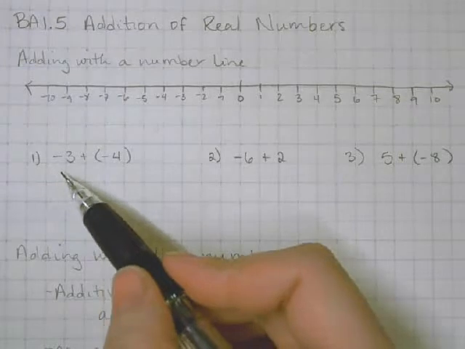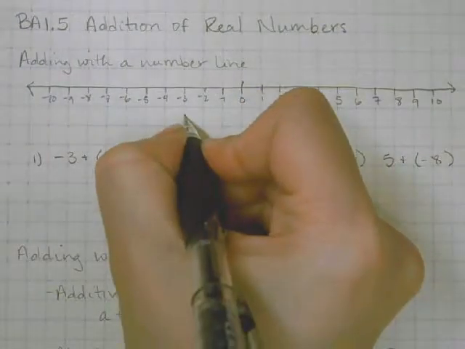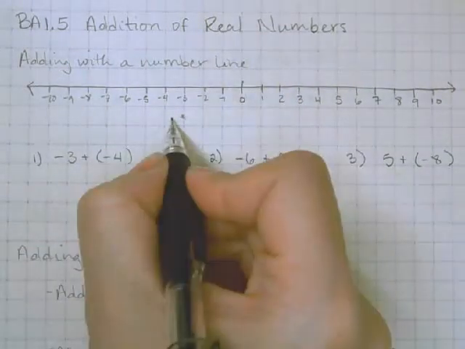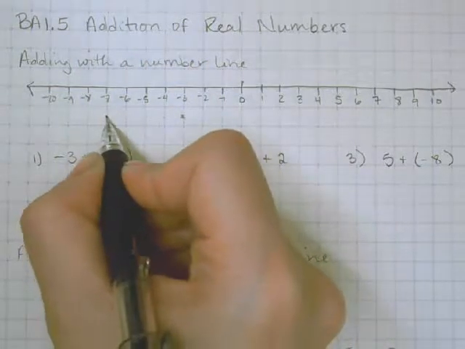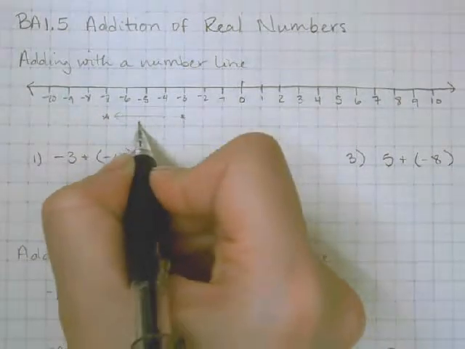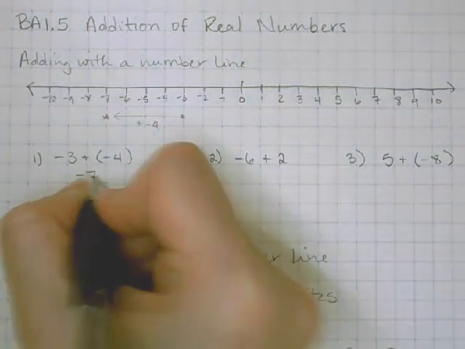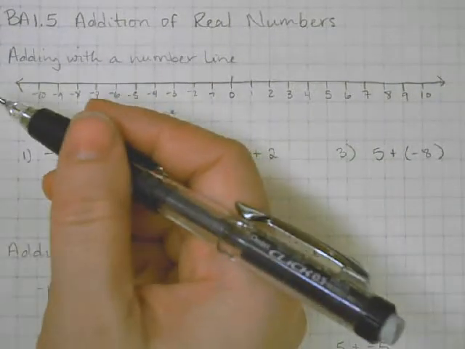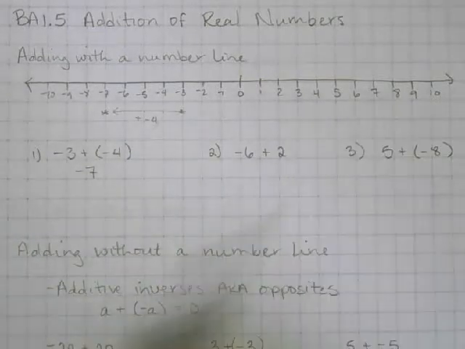On number 1, I have -3 plus -4. So if I start at -3 and I add -4, that means I'm moving left 1, 2, 3, 4, which puts me at -7. So if I'm adding a negative number, I'm moving left on the number line. If I'm adding a positive number, I'm moving right on the number line.